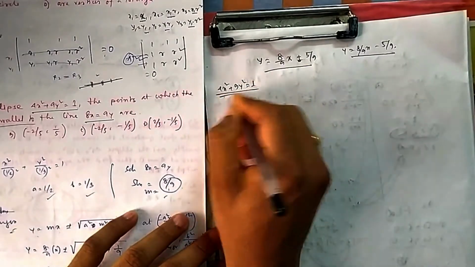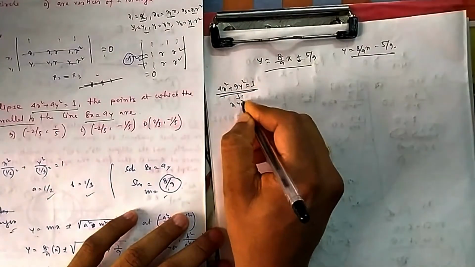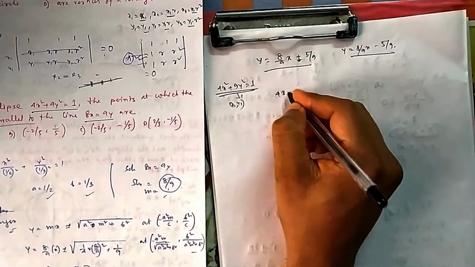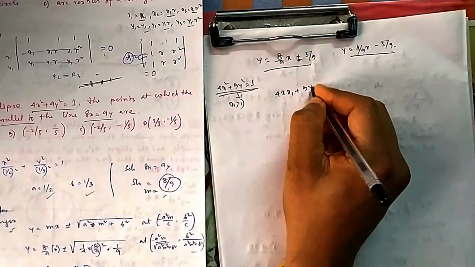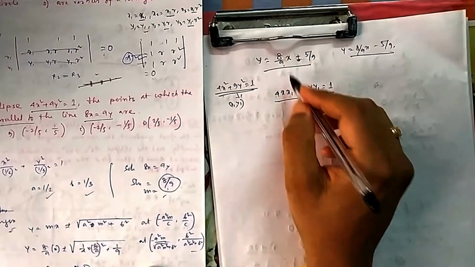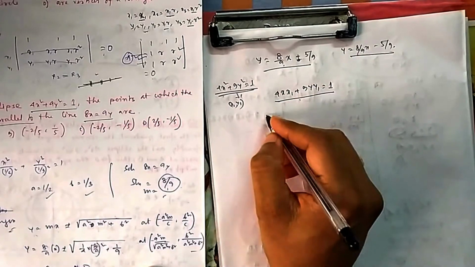Suppose this is my ellipse. At point x1, y1, suppose I want to draw a tangent. What was the equation? SS1, which is 4x x1 plus 9y y1 is equal to 0. Because this is also a tangent, it should satisfy, so you can correlate this.